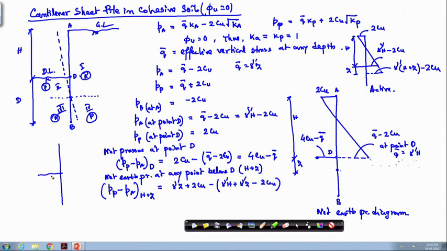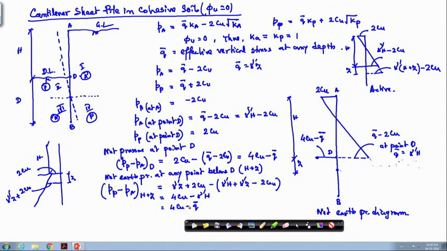Okay. Similarly, the passive will be, so passive will start from the dredge level. Okay. So, this is h. So, passive will start from here like this, and this value is 2 c u. So, this portion at a depth of z from the dredge level, this will be gamma dash z plus 2 c u. Okay. So, the net earth pressure will be gamma dash z plus 2 c u minus gamma dash h plus gamma dash z minus 2 c u. So, finally, this gamma dash z will cancel out and this will be again 4 c u minus gamma dash h. Okay. So, that we are writing as 4 c u minus q bar.